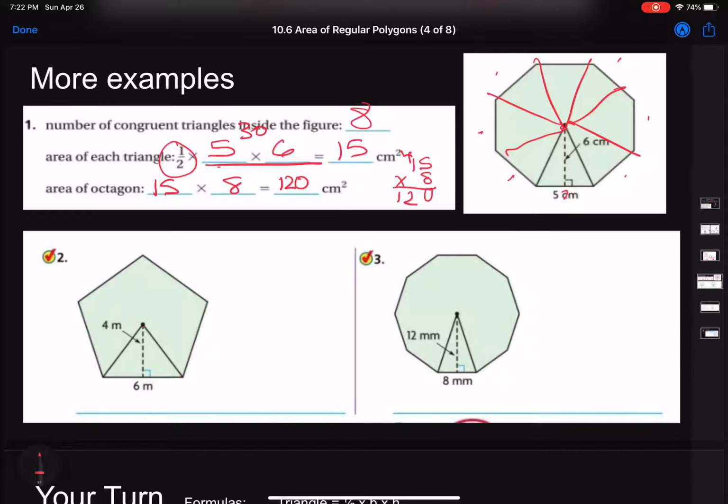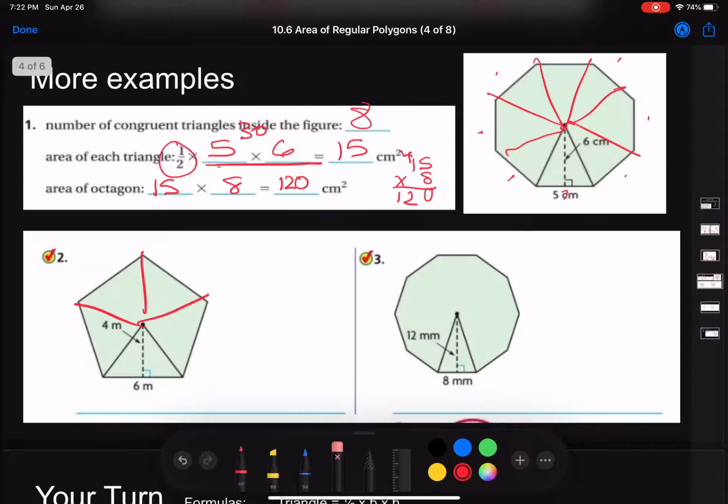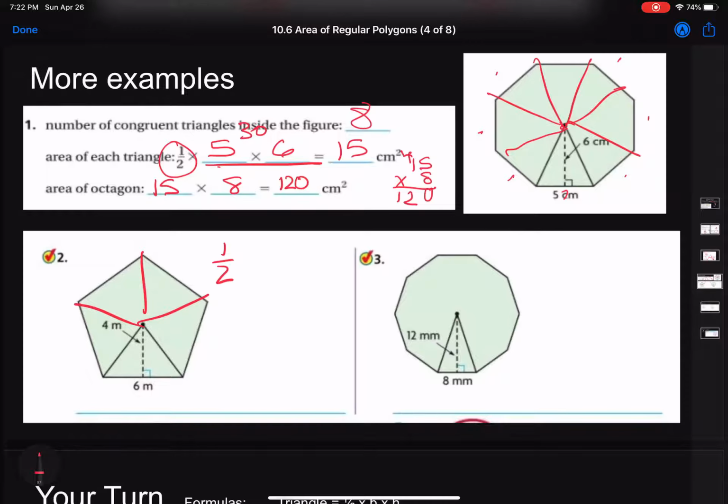Okay, look at 2. We have a pentagon. We've already done pentagon. So we have 5 sides. So that means we have 5 triangles. So you're going to take your formula. Oops, I turned on my eraser by accident. So you're going to take the formula, 1/2 times our base, which is 6, times our height, which is 4.